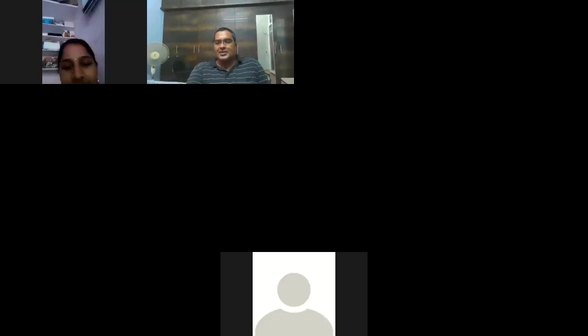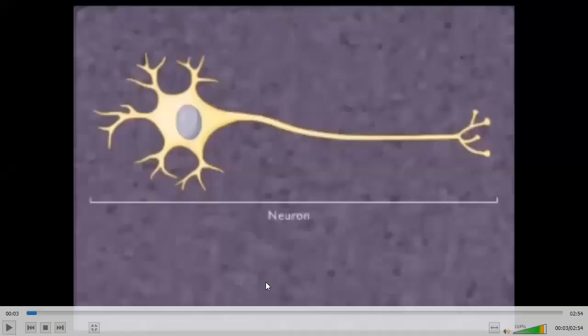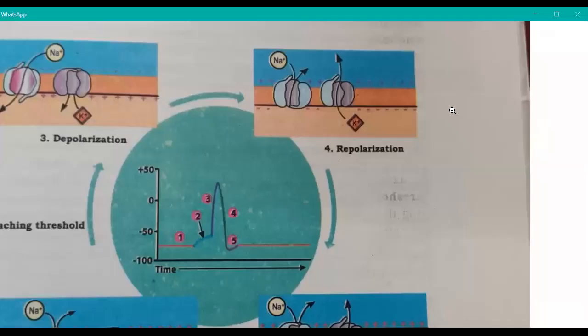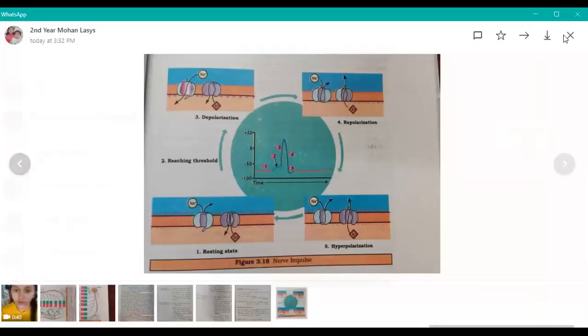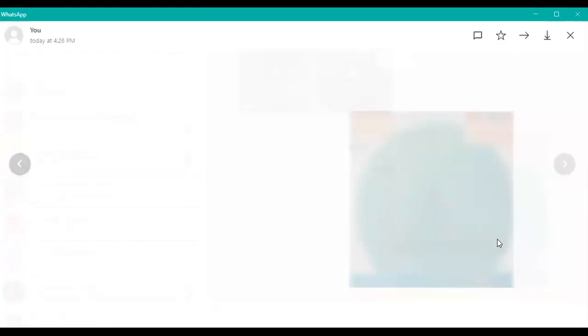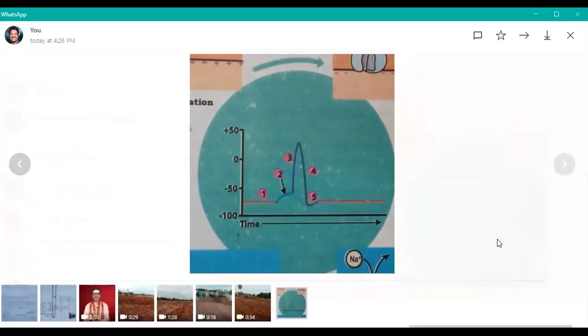Let us give some conclusion today about the voltage differences we are seeing. Then we'll discuss the conduction and propagation of nerve impulse tomorrow in the classroom. Only the graph we'll discuss today. So now let's talk about the graph. The graph is visible to you here. First of all, let us try to recognize the parts in the graph.